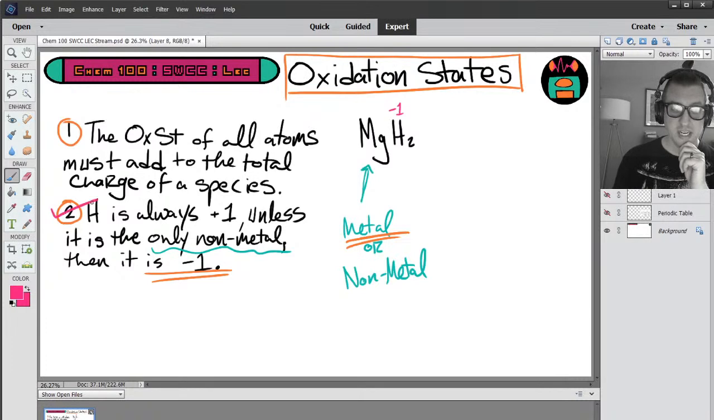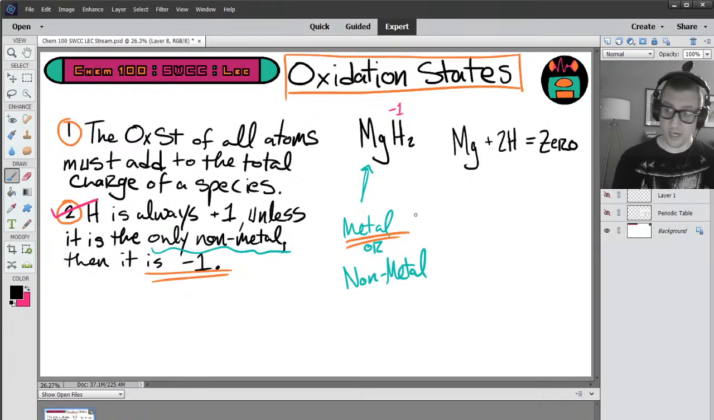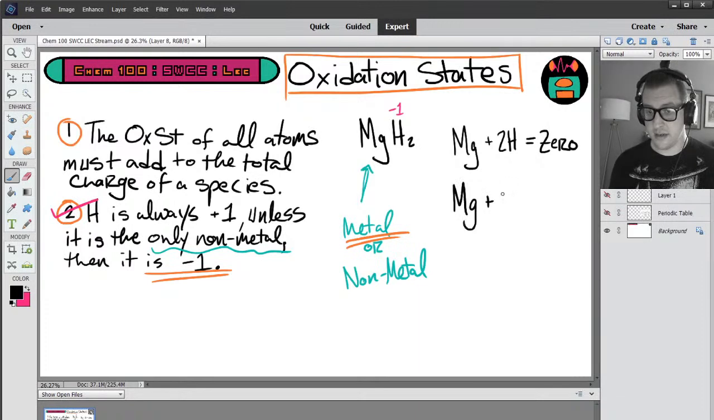Once we know the oxidation state for hydrogen, we can find the oxidation state for magnesium, because rule number 1 tells us that the oxidation state of magnesium plus the oxidation state of both hydrogens equals the total charge on our molecule, which is 0. So now we substitute in the oxidation state of hydrogen, which for this molecule is negative 1.